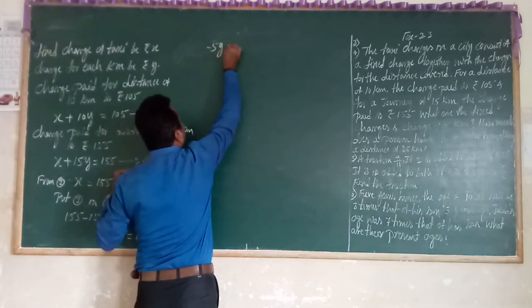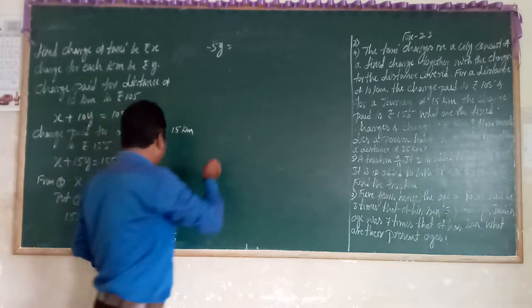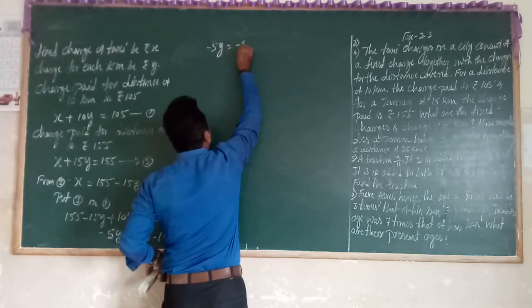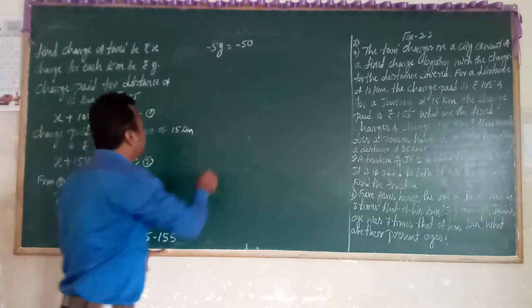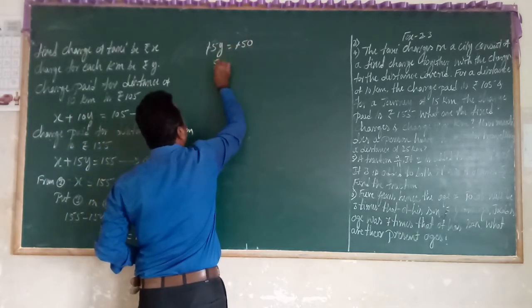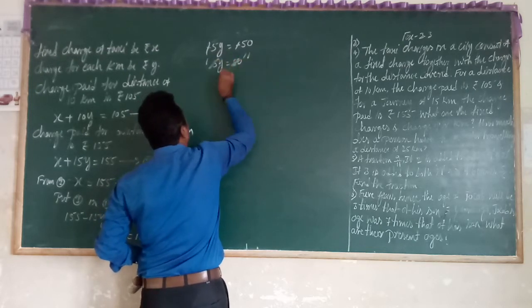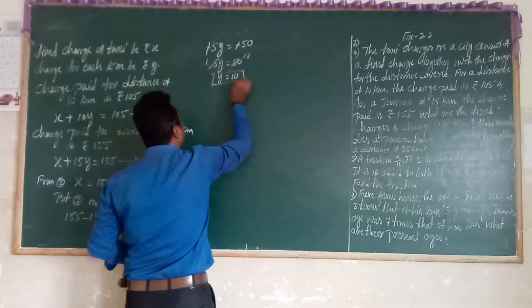Minus 5y is equal to, so what is that? 105 minus 155 becomes minus 50. Is it right? Minus 50. So minus minus will cancel. The remaining 5y is equal to 50. So 5 1s are 5, 5 10s are 50, therefore y is equal to how much? 10 rupees.